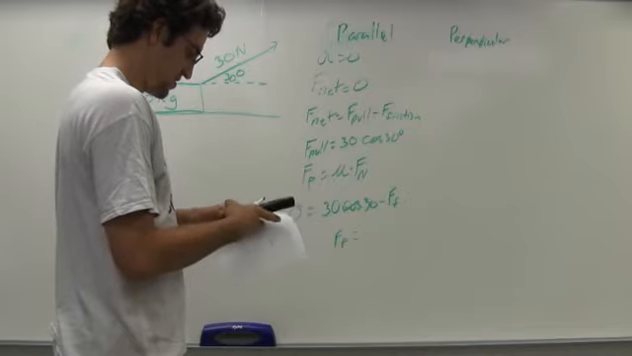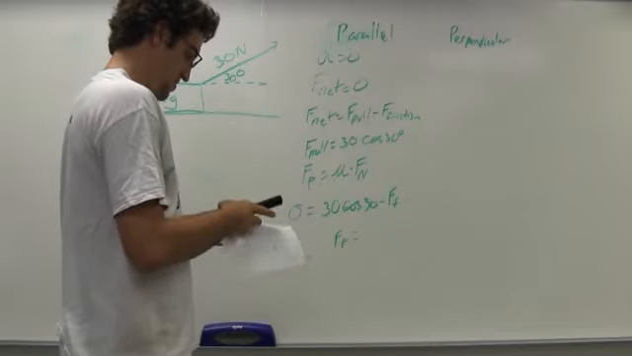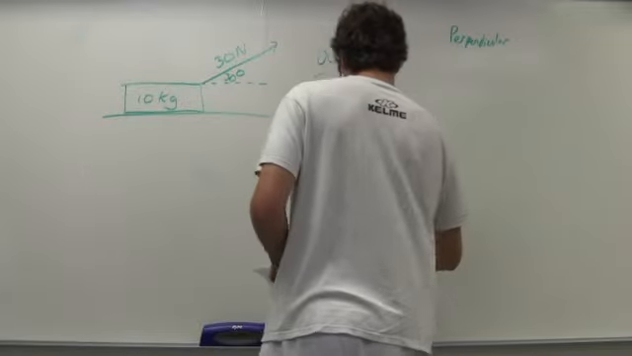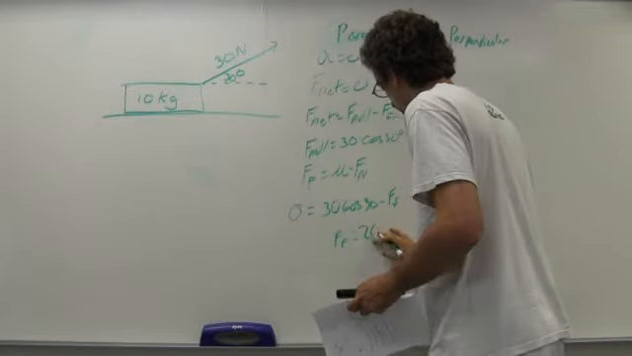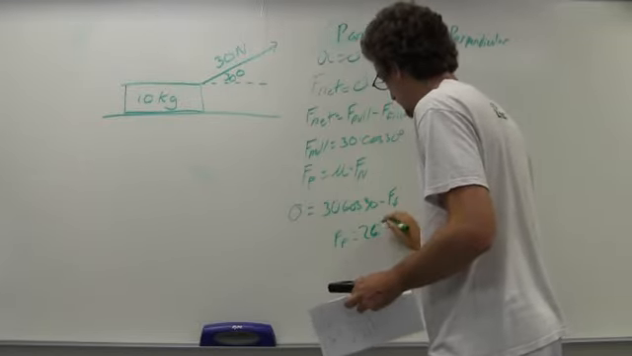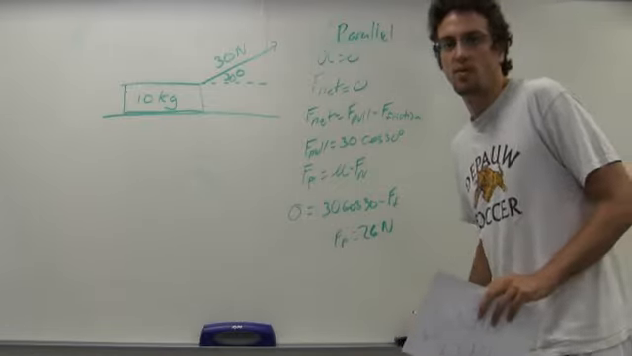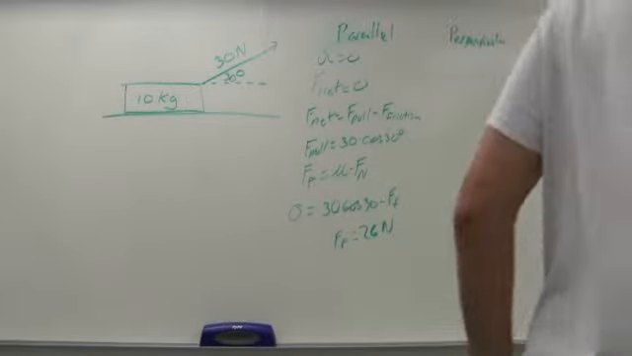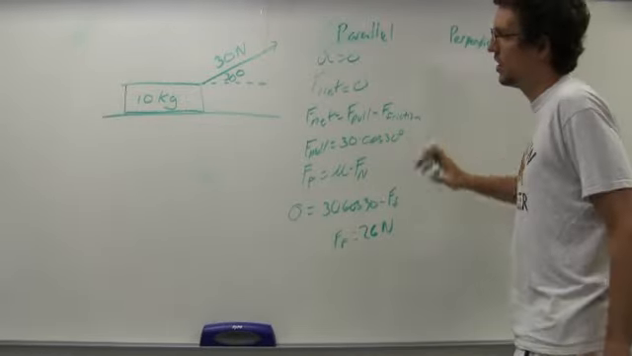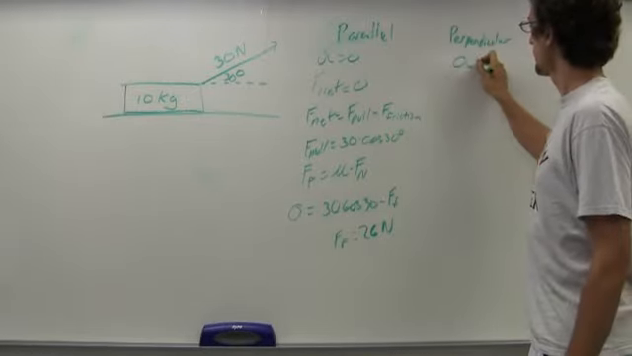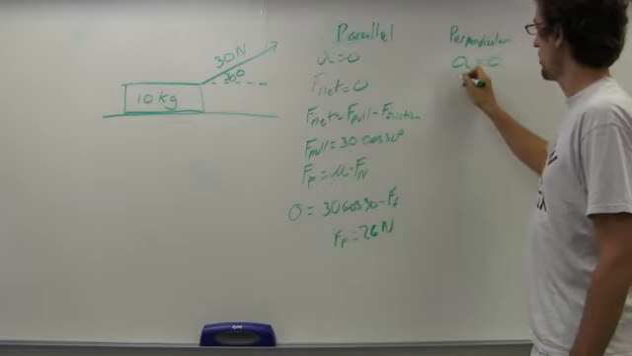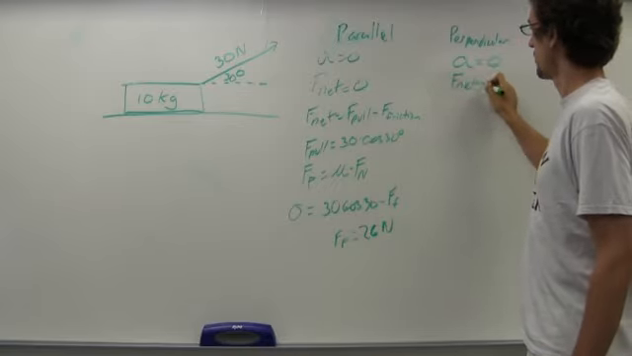Cosine of 30. 26 newtons. What we don't know is F normal. Now, F normal is going to be part of the perpendicular. But again, we know perpendicular acceleration is going to be 0. We know that F net, therefore, is going to be 0.